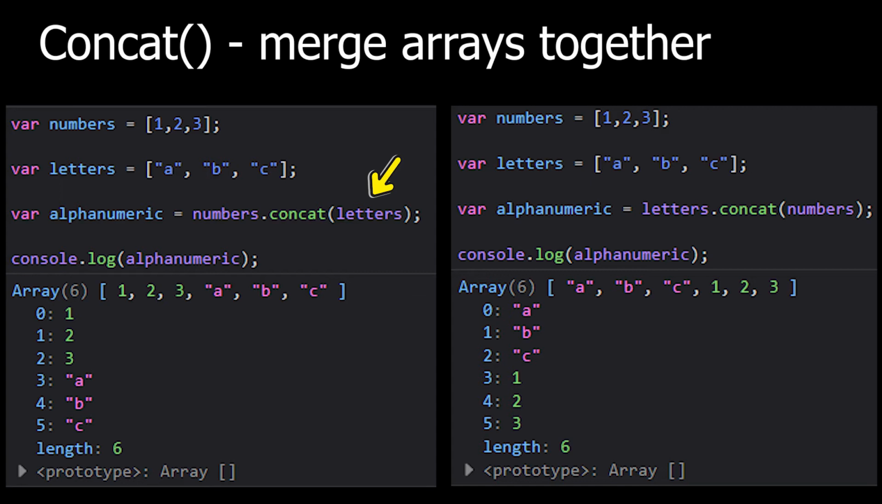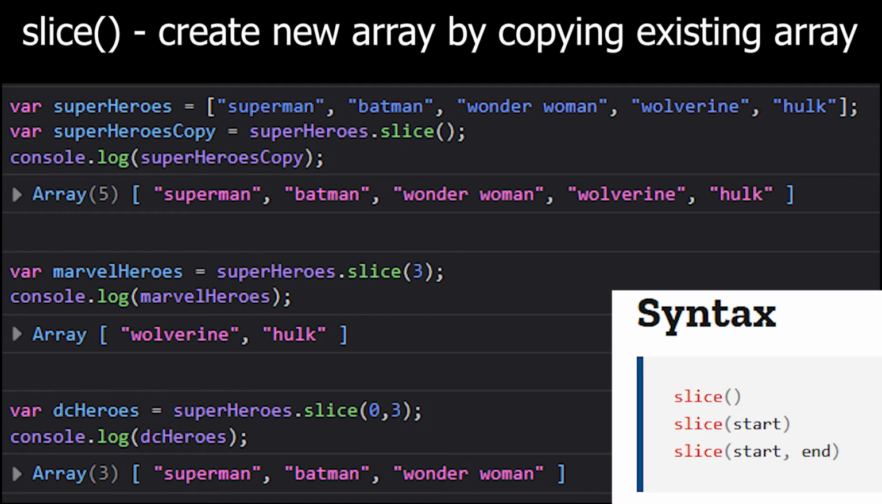The array you pass in gets appended to the end of the array calling the concat function. Here the numbers array is calling concat, so the new array created will contain the elements from the numbers array first and then the elements from the letters array. In this example, the letters array is calling concat. So the new array will contain the elements from the letters array first, and then the elements from the numbers array.